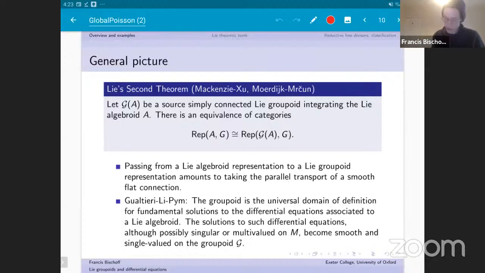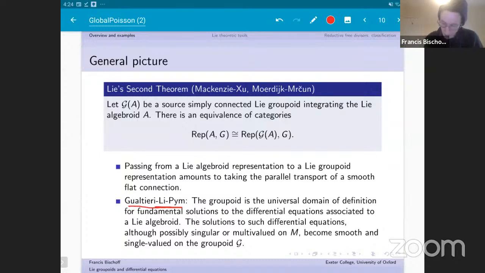So here, a useful perspective on this is provided by Gualtieri, Li, and Pym. I've taken this from their paper on Stokes groupoids. What they explain is that the groupoid can be thought of as the universal domain of definition for the fundamental solutions to differential equations. And so even though the solutions to differential equations can be singular and multi-valued on M, they become smooth and single-valued on the groupoid.